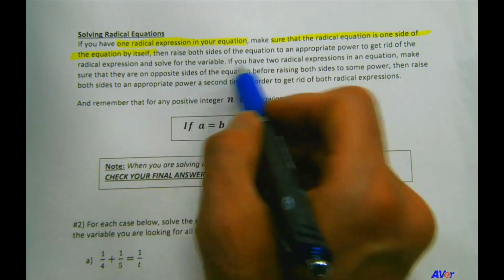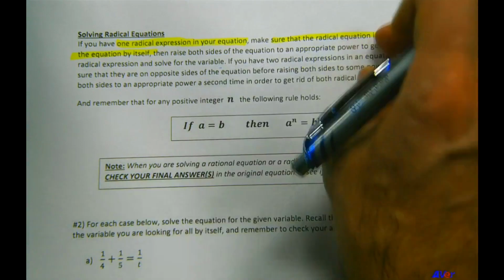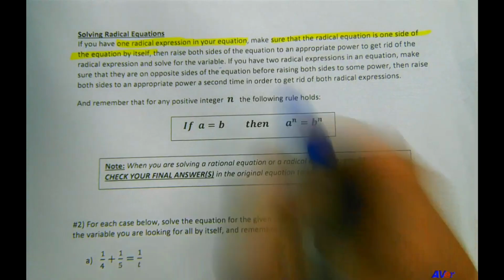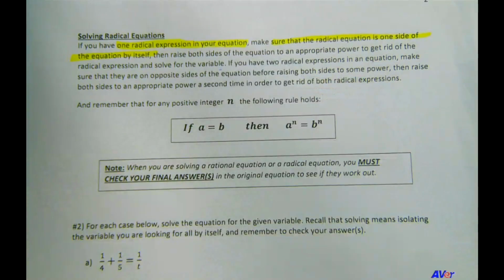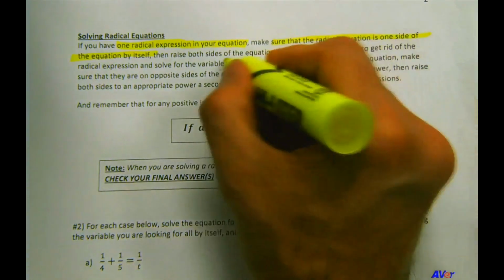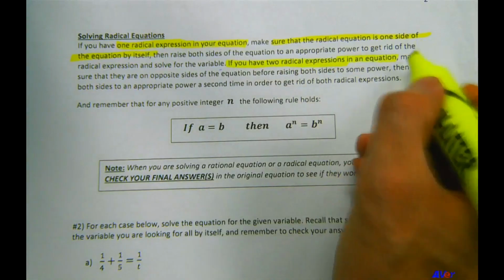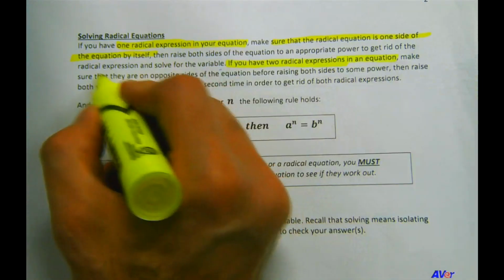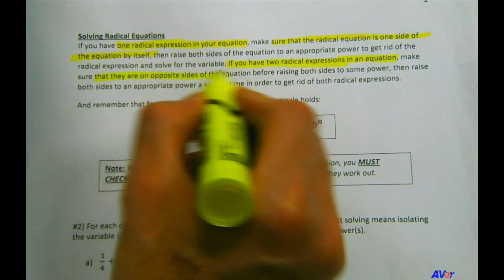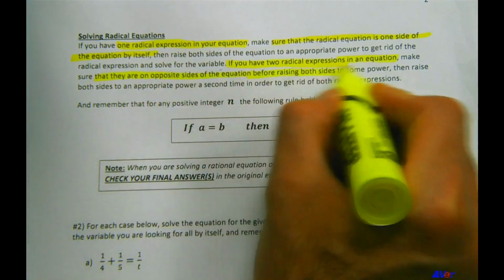Now after that, it's very important. So this whole paragraph is very important. If you have two radical expressions, let me highlight that. If you have two radical expressions in an equation, make sure that they are on opposite sides of the equation before raising both sides to some power.